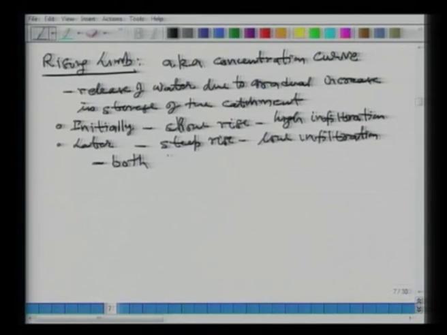As we can see, the rising limb's size, shape and steepness will depend upon both the catchment characteristics and the storm characteristics.